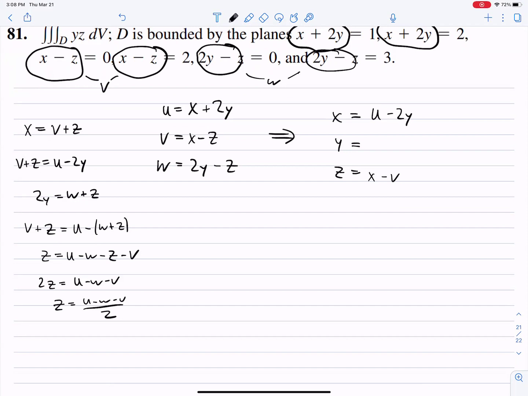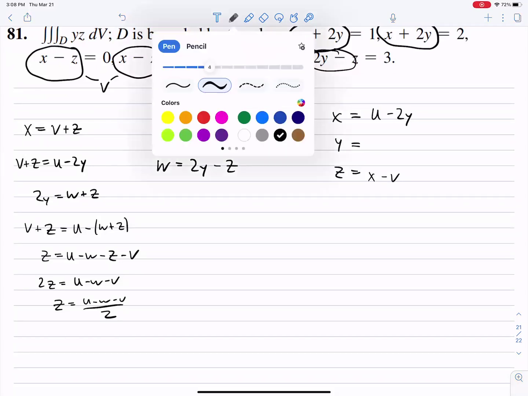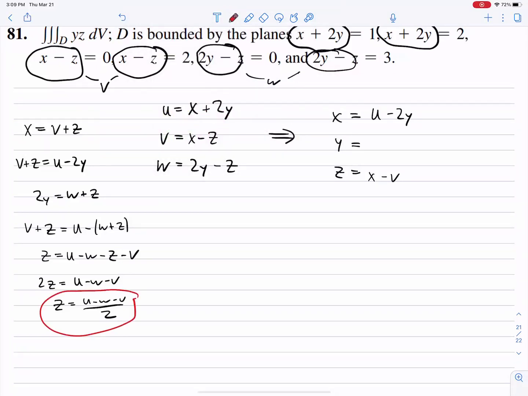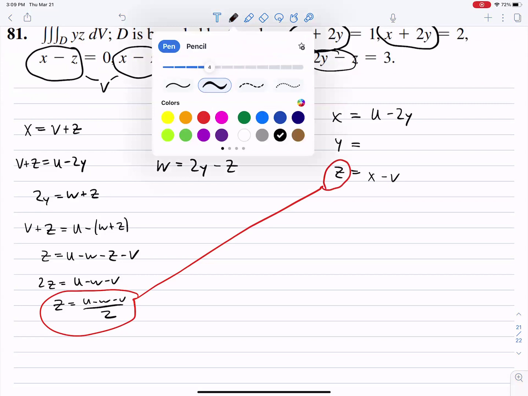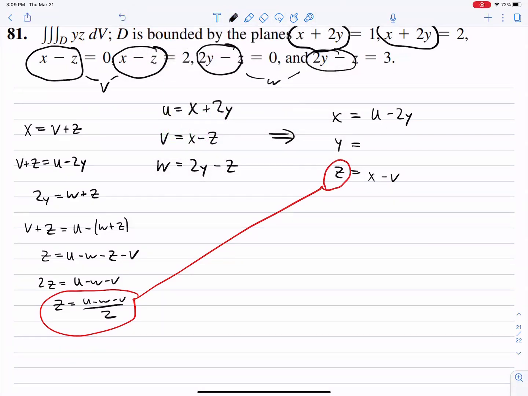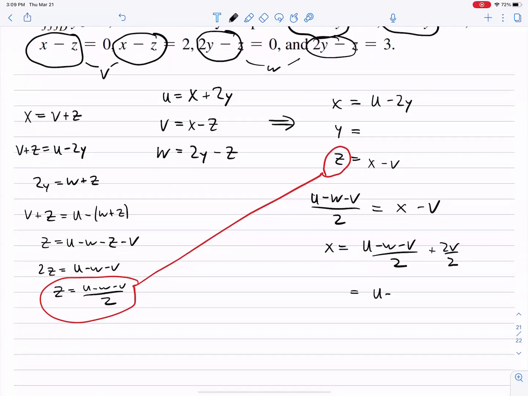Okay. Now that we have z, we can use that to find x. Sorry, the one on the exam is going to be much easier. This part is much harder than the one that I picked. I picked a much easier linear system. This is going to be the whole exam. Yeah, this part takes forever. So then x equals, you add v to the other side, and so it's u minus w minus v over 2 plus 2v over 2. And so it's u minus w plus v over 2.